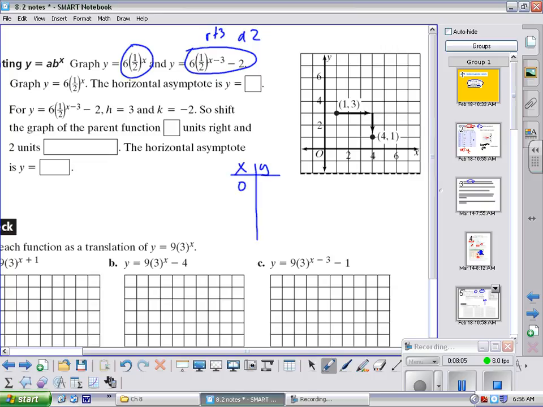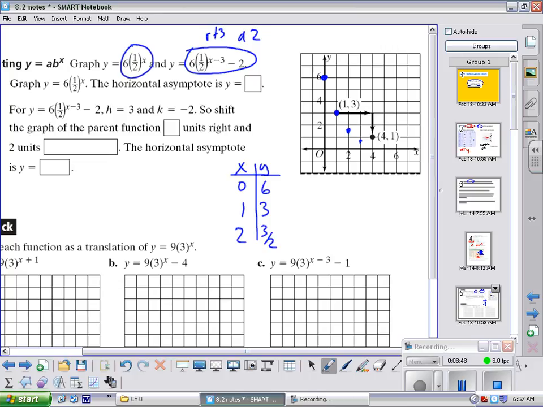If x is 0, y is 6 times 1, so 6, plot the point. If x is 1, 1/2 times 6 is 3, plot the point. So I can see this is a half function, half-life, it's decaying, if you will. And if x is 2, y is 1.5 or 3/2, so forth and so on. So it's becoming half every time. When I get to 3, that'll be 3/4, so forth and so on.